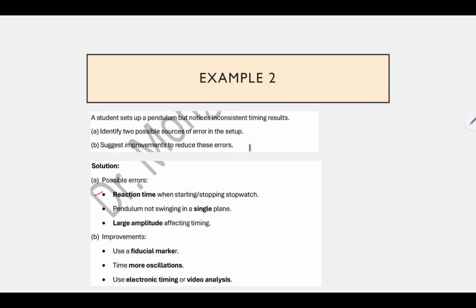Maybe the pendulum is going around, not just left and right, so maybe it's not going in a single plane. Maybe the large amplitude, how it's going all the way up, I am not controlling how far it's going, so it's affecting the time. Okay, what can I do to improve that? I can use a fiducial marker, which tells me where exactly to mark the starting or ending point of the pendulum. I can take more oscillations, and I can use electronic timing or video analysis to know exactly how long it took, start to end.